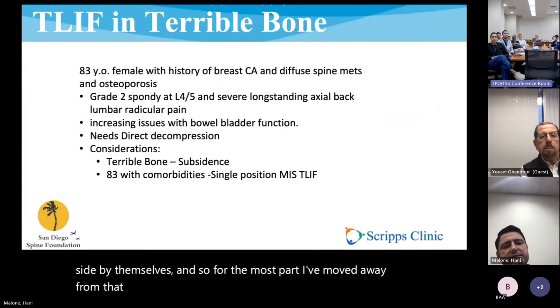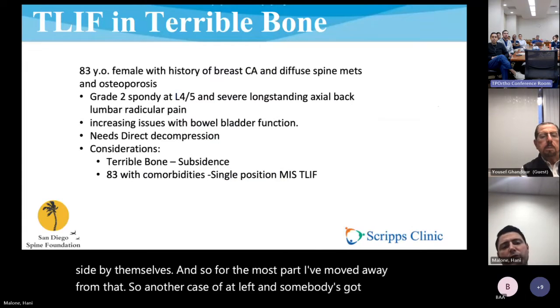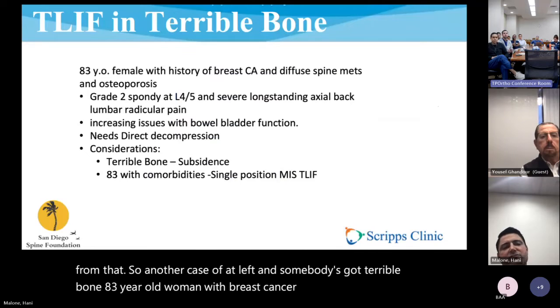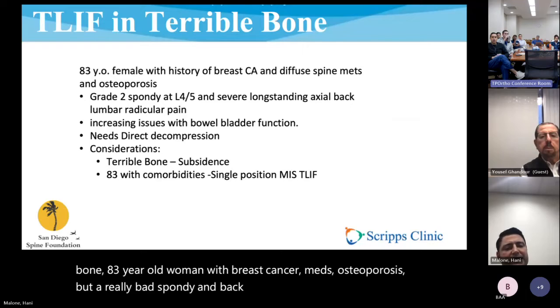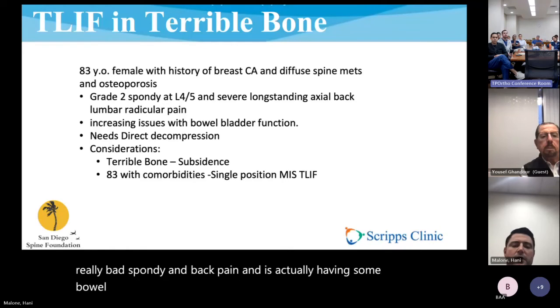So another case of a TLIF and somebody who's got terrible bone, an 83-year-old woman with breast cancer mets, osteoporosis, but a really bad spondy and back pain, and is actually having some bladder function issues.